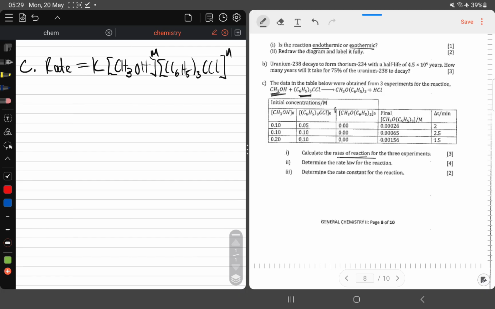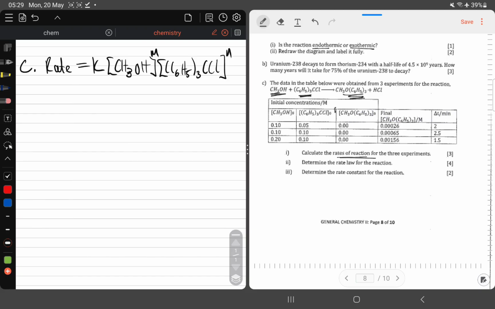We needed to have only 3 columns. Why does it have more than 3? It's because it doesn't have rate. It doesn't have the initial rate. It has the change in time, and here it has the concentration of this reactant, its initial, okay, you see 0 is for initial, and its final.